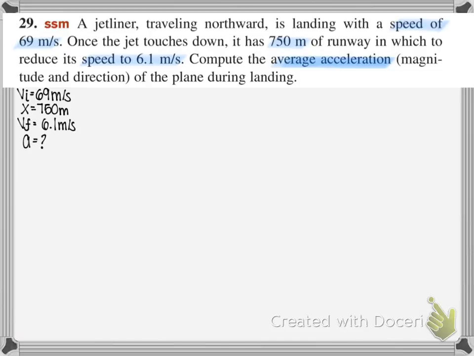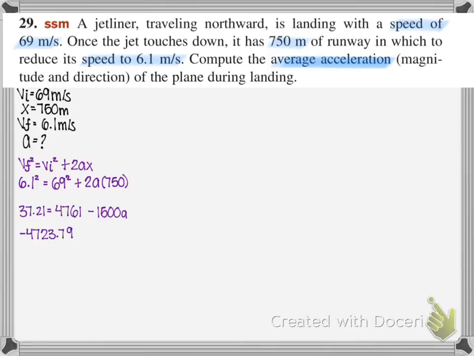Your initial velocity is 69 meters per second. The track is 750 meters. Your final velocity is 6.1 meters per second. What is your average acceleration? You'd use the equation v final squared equals v initial squared plus 2ax. So you'd plug in 6.1 squared equals 69 squared plus 2a times 750. So you get 37.21 equals 4,761 minus 1,500a. Then you get negative 4,723.79 equals negative 1,500a, and a equals 3.1 meters per second squared.